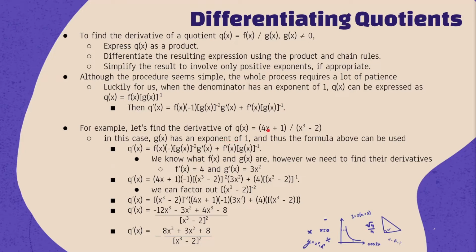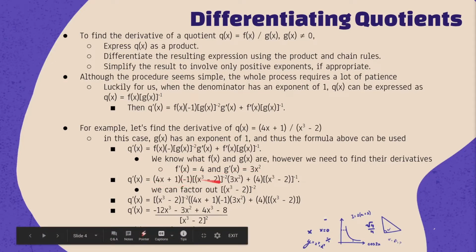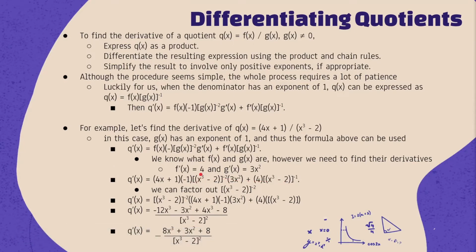The derivative of 4x plus 1 is simply 4. Remember, the derivative of a constant is 0, so the only thing we're looking at is the 4x, and so the derivative of 4x is simply 4. Similarly, negative 2, we don't care about it. However, the derivative of x cubed is 3x squared. So now let's plug in the values into our equation, and we get this really long equation here. Luckily for us, we can immediately factor out the g of x, right? Because we have g of x to the power of negative 2 and g of x to the power of negative 1 here.